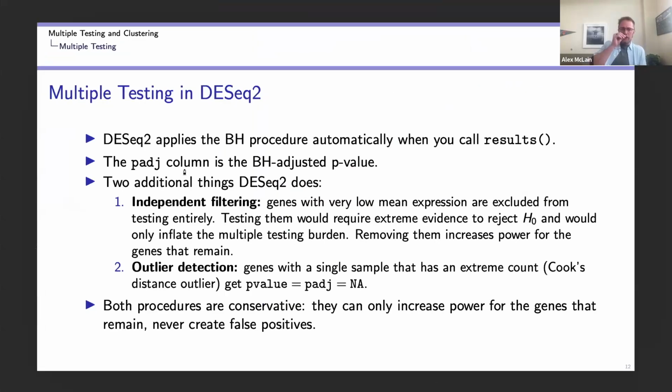Some other things that DESeq does. We talked about this a little bit. The independent filtering is going to get rid of genes that have very low mean expression levels, exclude them. Testing them would require extreme evidence and would only inflate the multiple testing burden.